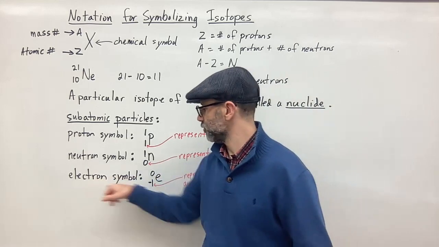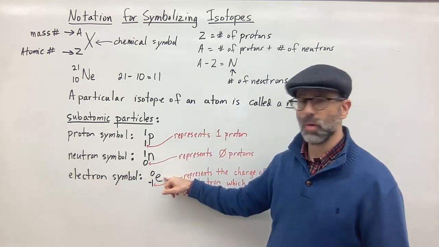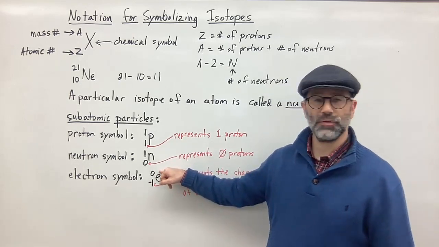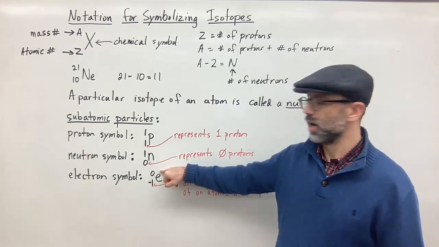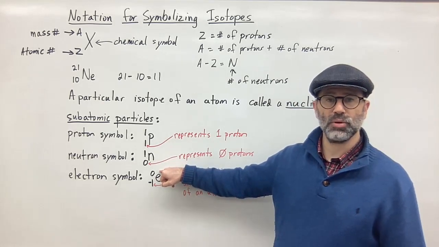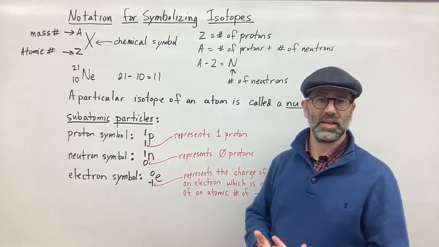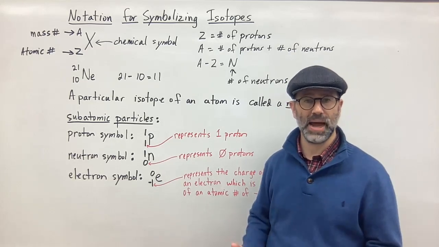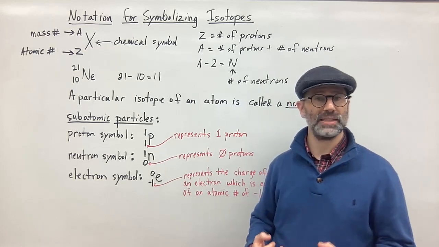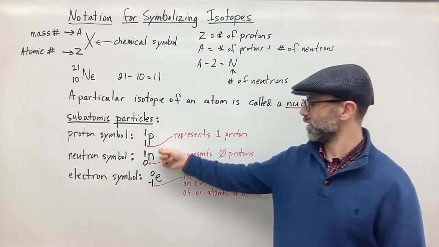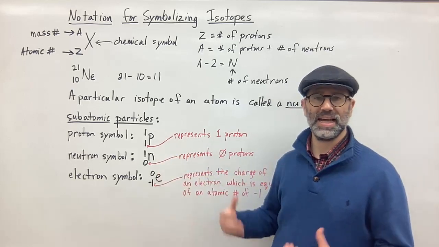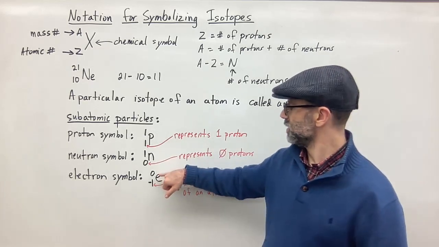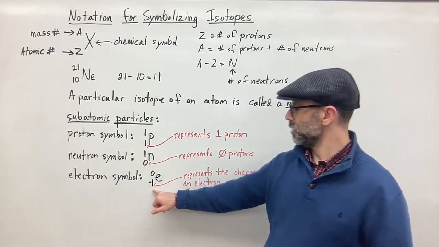And then finally, the electron symbol is going to be the small e, letter small e for electron. And then 0 here for the mass number. This is going to be basically 0 AMUs. This does not mean that the electron has 0 mass. That's not the case. It does have mass, but it's about 2,000 times smaller than the mass of a proton or neutron. So we just give that a symbol of 0. So it's a 0 mass number.